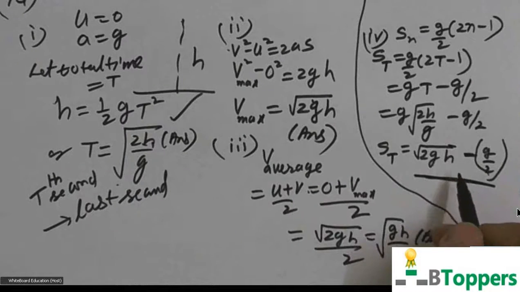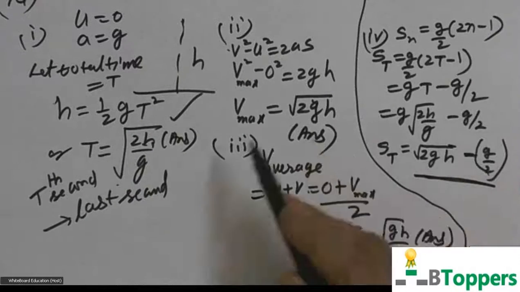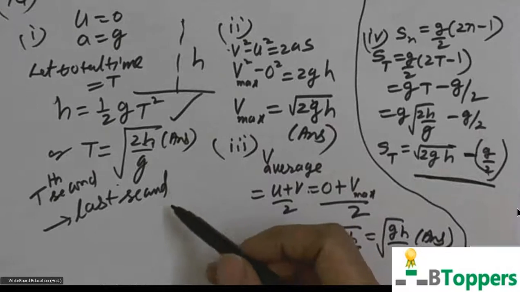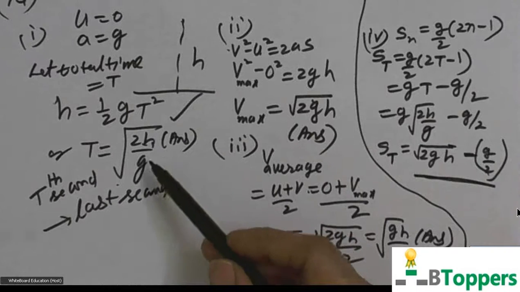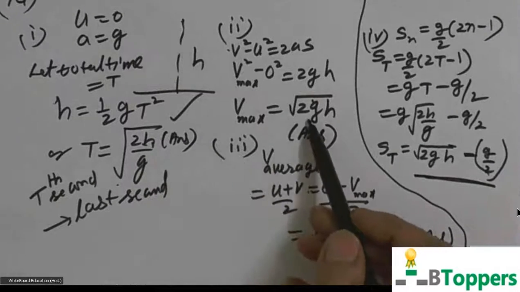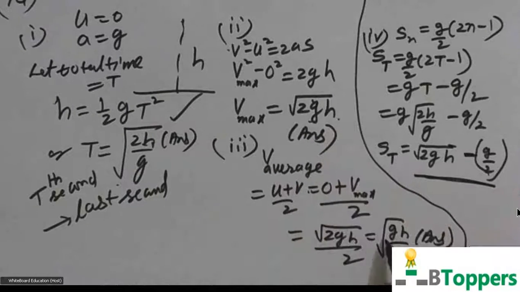That means in case you are able to remember these conclusions of the four questions, you will be able to solve some of the problems faster. That is, when the body falls freely under gravity from a height h above the ground, then the total time of free fall is root of 2h by g. Magnitude of velocity just before it strikes the ground is root 2gh. Magnitude of the average velocity during the free fall is root of gh by 2. The distance covered in the last second of the free fall is numerically equal to root of 2gh minus g by 2.